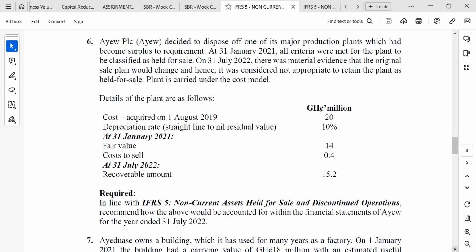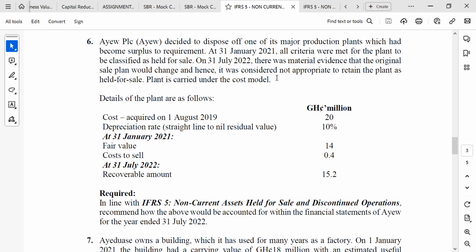Oh, senior. So it's 31st January 2021. Okay. When was the asset acquired? First of August 2019.